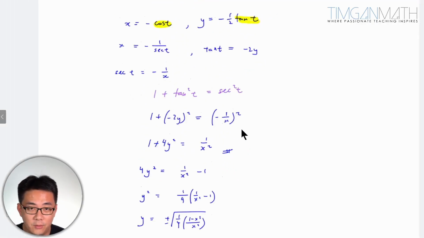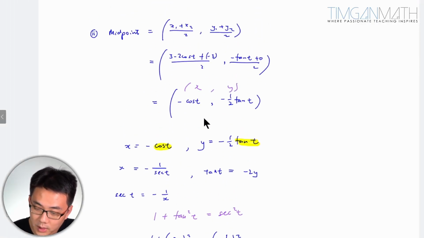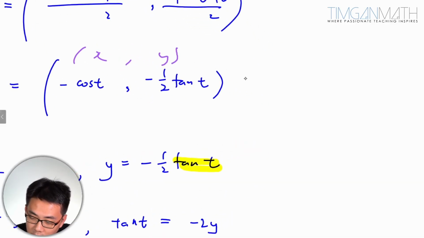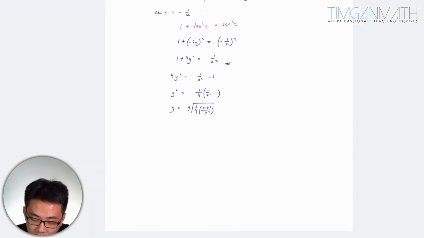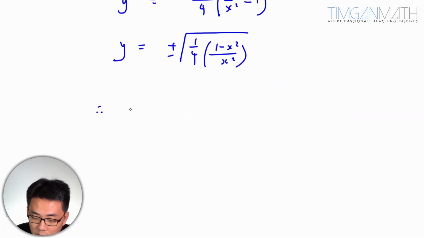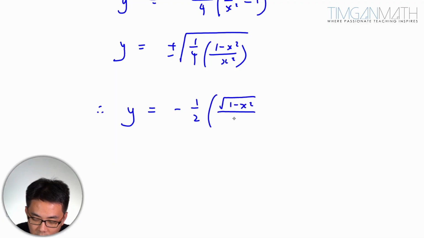So we should reject the positive one, because when we look at t, which is in the first quadrant, 0 to pi over 2, tangent t in the first quadrant is obviously positive. And once it's positive, if you put the negative half, y will be negative, right? So y will be less than 0. So we are taking the negative one here. This is very important. So this would be y equals negative square root of 1 minus x squared over x.